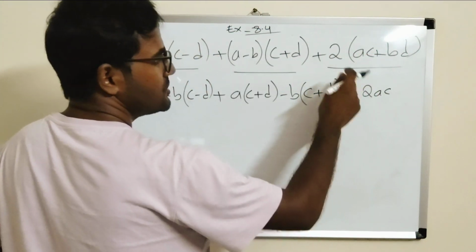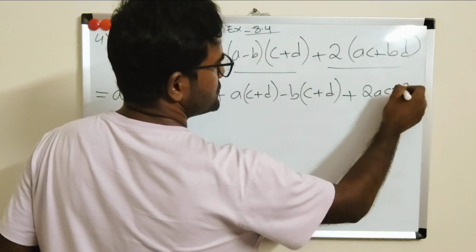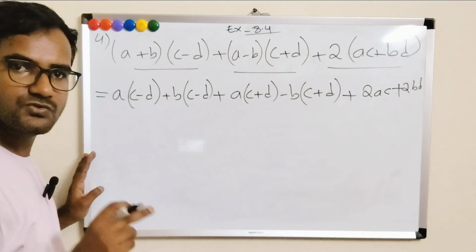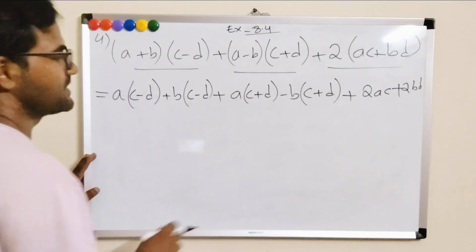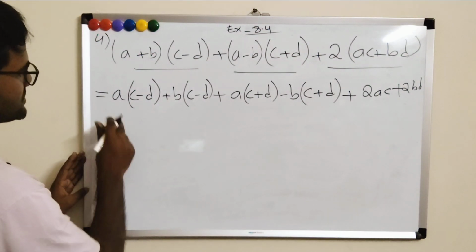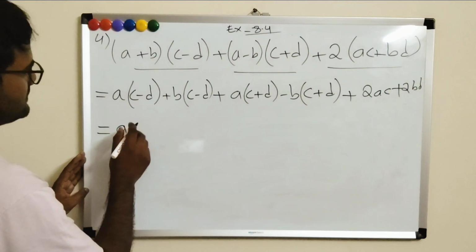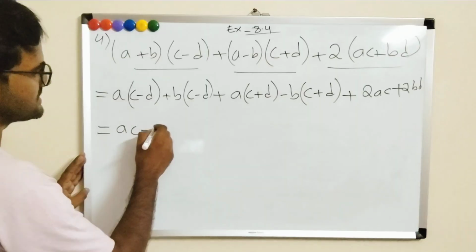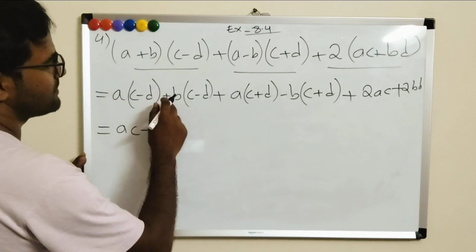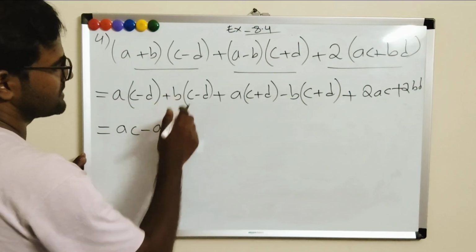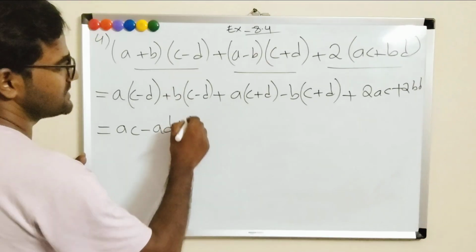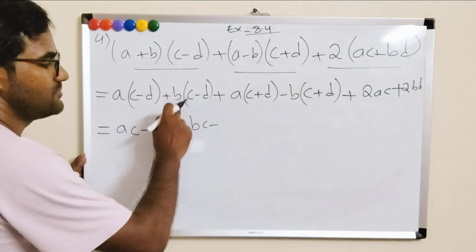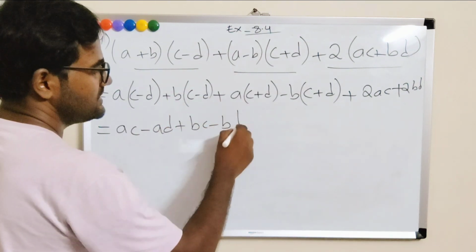2AC. 2 into AC is 2AC, right? Plus 2BD. All right, 2BD plus 2BD, right? Now we will multiply. So A into C will be AC, then plus into minus is minus, then A into D is AD, right? Plus into plus is plus. So B into C will be BC, plus into minus is minus, then B into D will be BD, right?